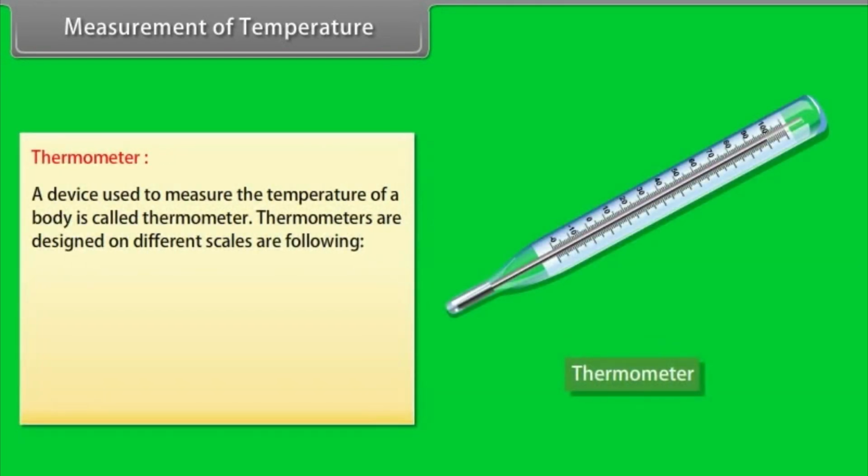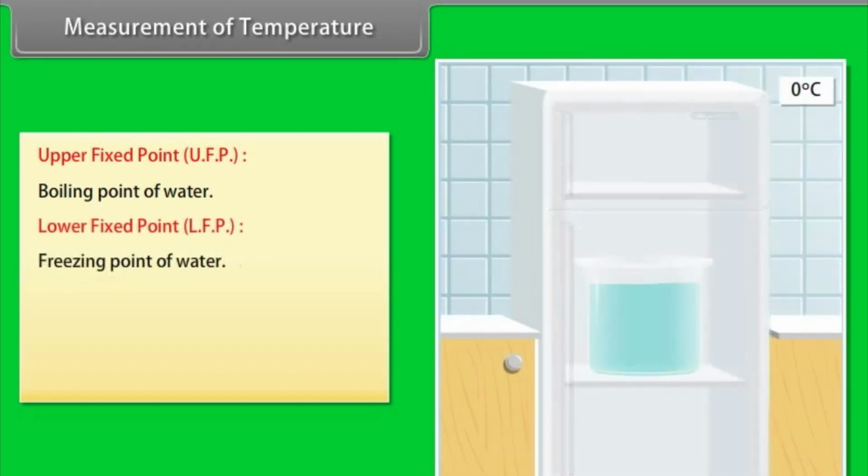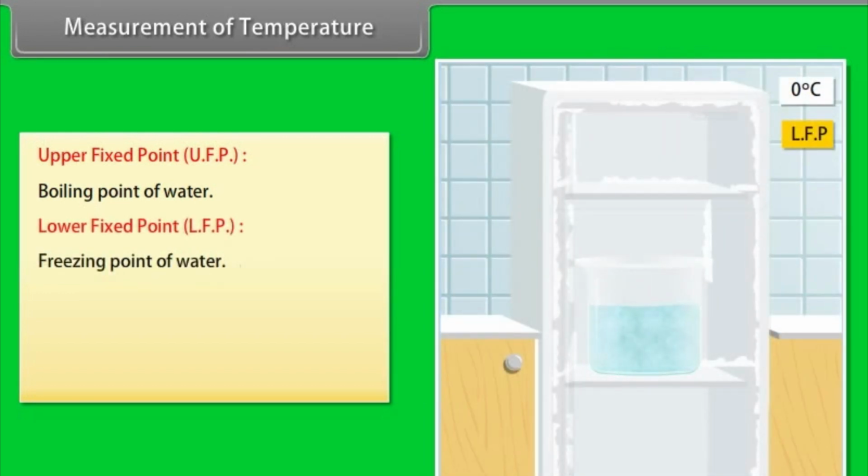Measurement of temperature. A device used to measure the temperature of a body is called a thermometer. Thermometers are designed on different scales, which are the following: Celsius scale, Fahrenheit scale, Kelvin scale, and Reaumur scale. Boiling point of water is known as the upper fixed point. Freezing point of water is known as the lower fixed point.